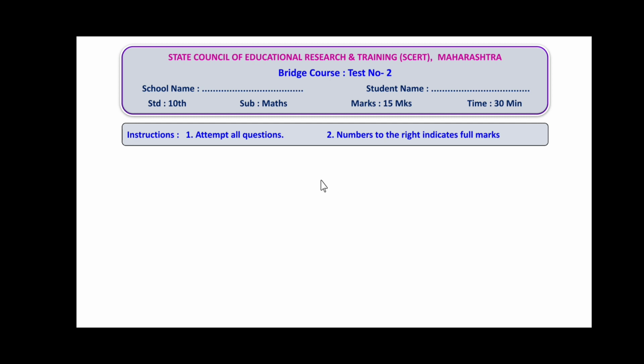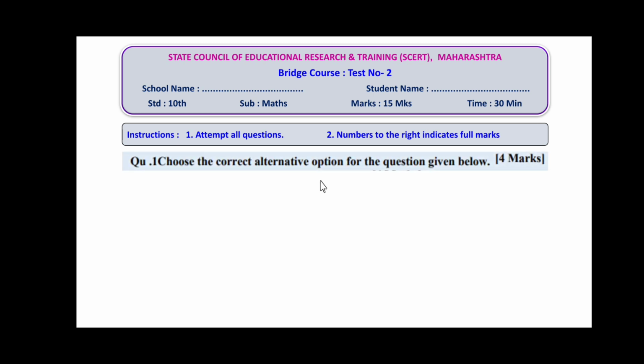Number 1, attempt all questions. Second, numbers to the right indicate full marks. Friends, let us start with question number 1, which is to choose the correct alternative option for the questions given below. 4 marks are there. Rather than choosing the options, we are writing the options themselves.